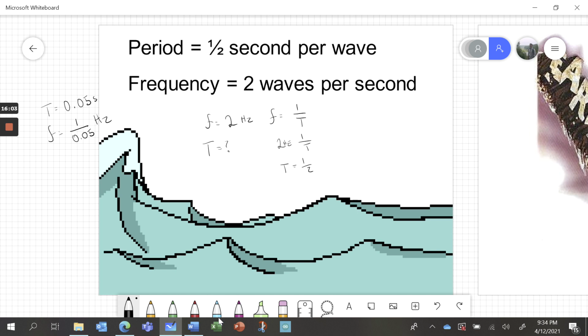Okay, so we can do that again. Let's do it the other way. If I give you a frequency of 647,522 Hertz, what is the period for that wave? Well, just flip it upside down. 1 over 647,522 seconds. There we go. It's that simple.